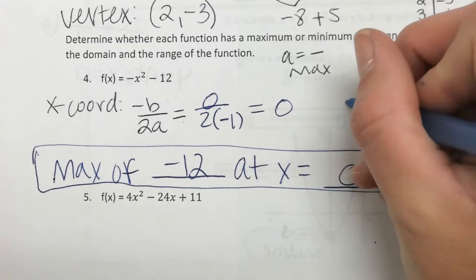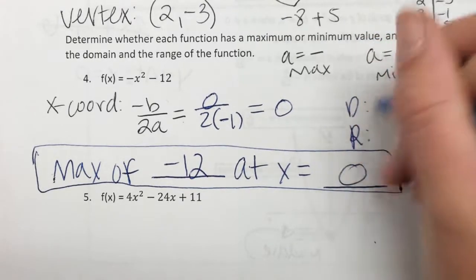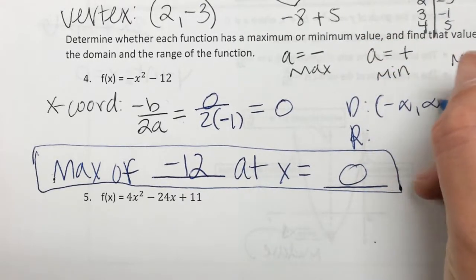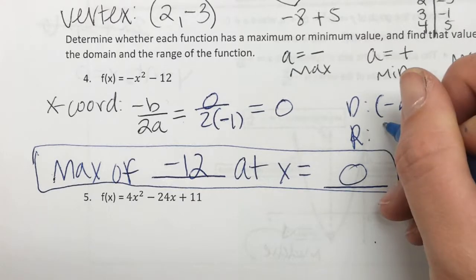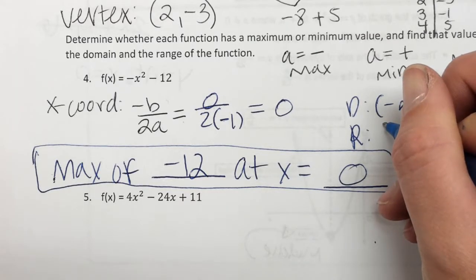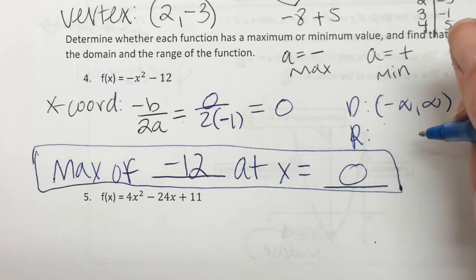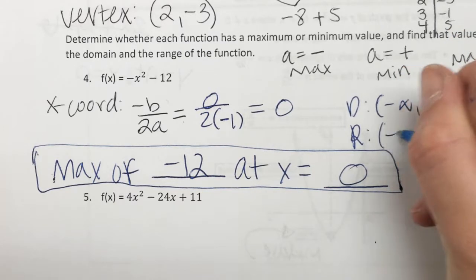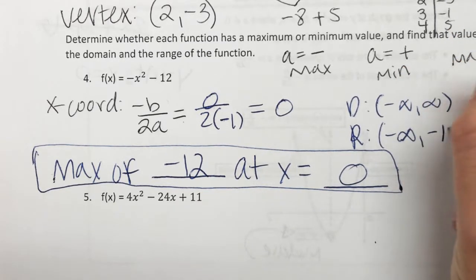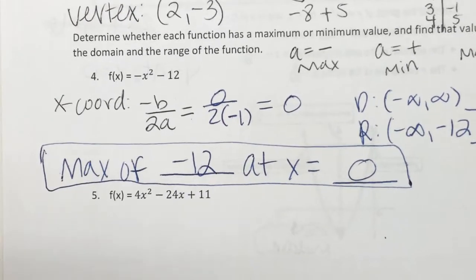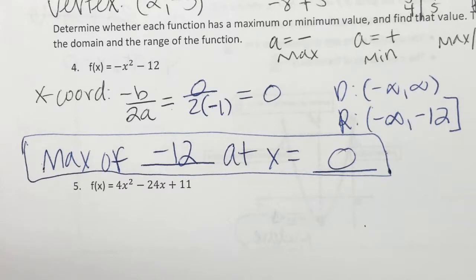Now for domain and range, tell me what the domain is going to be. And range? Remember, started from the bottom. Good. 2. And what goes around the negative 12? Very good. Try 5 on your own, and then we'll go over it together. Let me know if you need help or have questions.